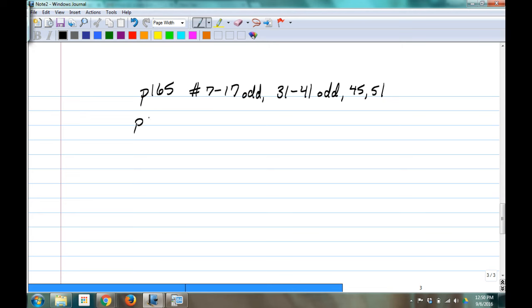And then on page 171, let's do 3 through 29 odd, and then 33 and 34. Okay, so we got 2 sections that we did today. We just did them the same style of solving. The first section is the really easy problems. The second section is the more difficult ones. So we just put them together because none of them are that difficult. So that's what I want you working on for the rest of the time today.